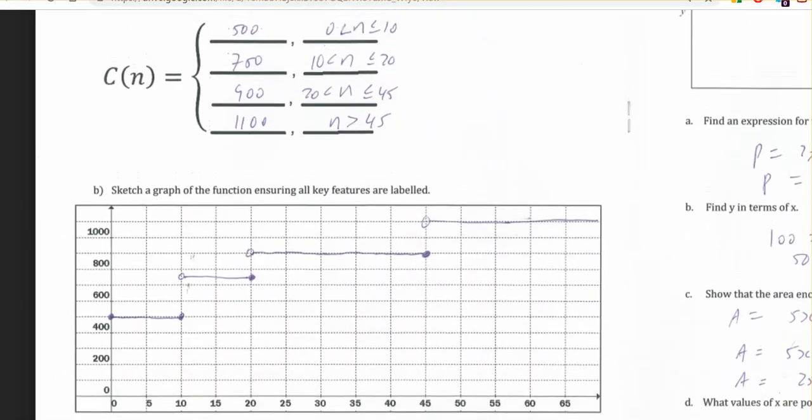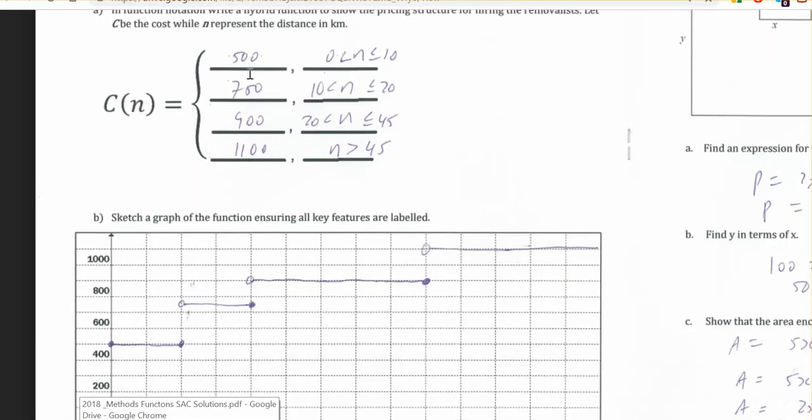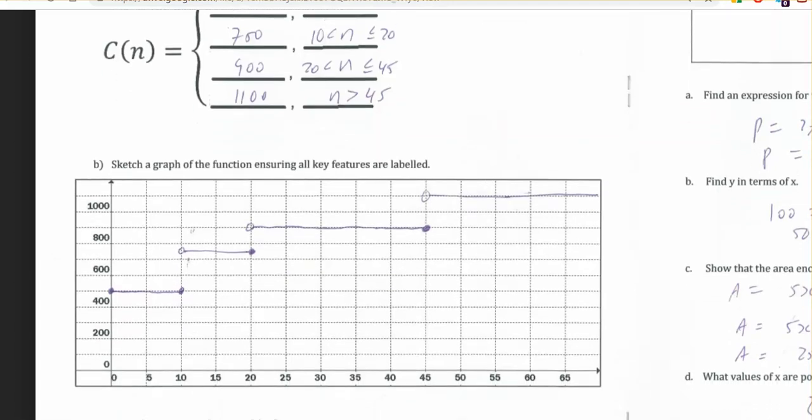So between 0 and 10 kilometers, it's 500. Now this should be an open circle, and that should be closed, so there are some mistakes there. Then 750 from 10 to 20, open, closed. Then between 20 and 45, open, closed, and then from 45 onwards, open circle and going on forever.